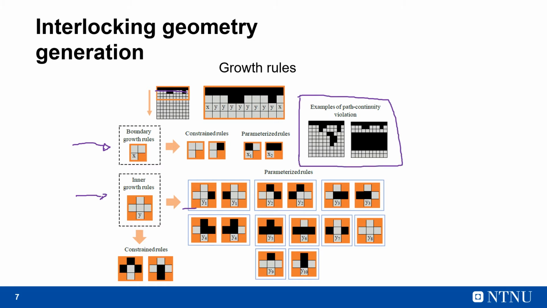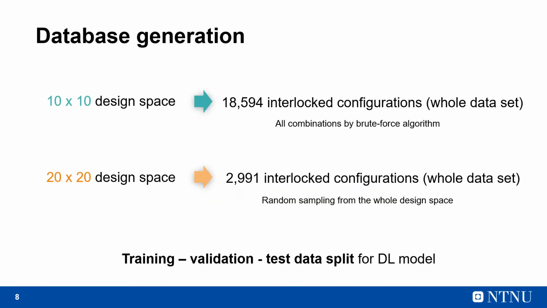Here you can see, it's worth noting, two examples of path continuity violation. So you can see here that going from one black cell to this other one, we need to cross the gray face, which is a violation of the path continuity constraint.